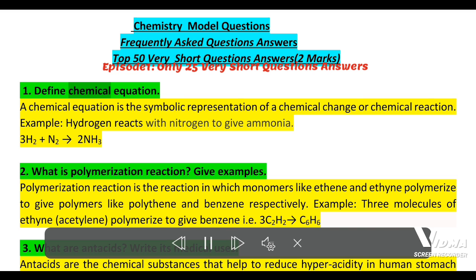1. Define chemical equation. A chemical equation is the symbolic representation of a chemical change or chemical reaction. Example: hydrogen reacts with nitrogen to give ammonia. 3H2 + N2 → NH3.